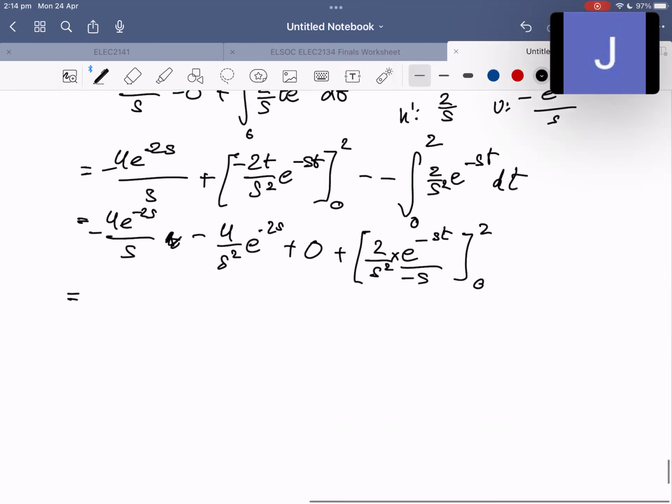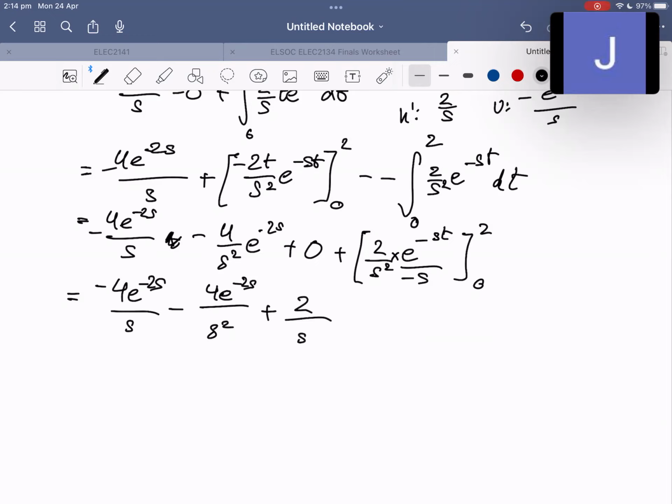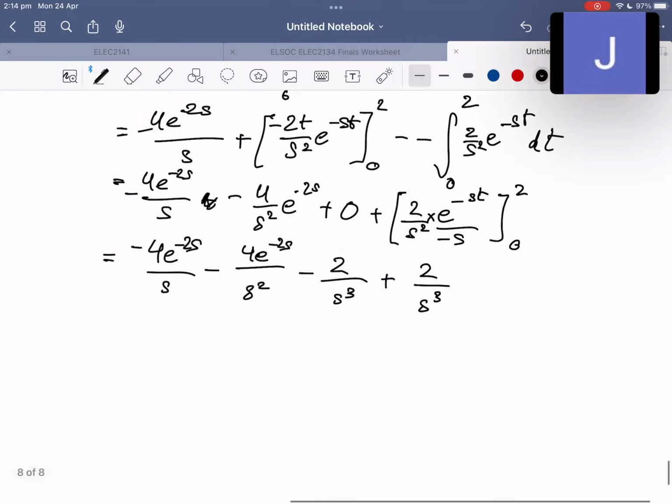Yeah, so it's a pretty long integral. So it should just be negative, and then plus 2 on s cubed, and then e to the 0 is just 1. So we end up with this integral, which is kind of messy. I can combine it into one single fraction, which I'll do now. The common denominator will be s cubed.